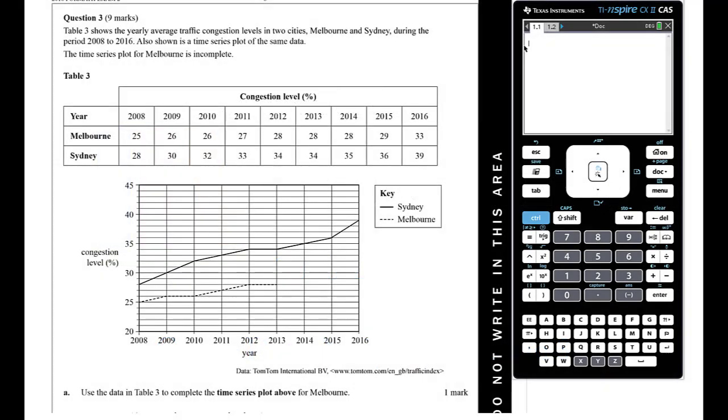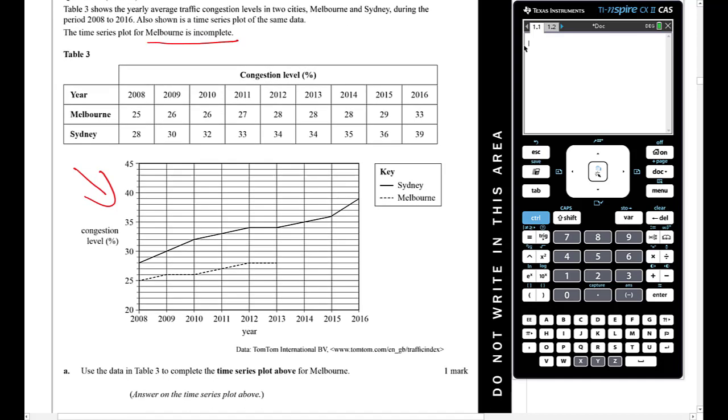Okay, so what we're looking at is question 3 now. Let's have a look. We've got the table. It shows the yearly average traffic congestion levels in two cities, Melbourne and Sydney, during the period from 2008 to 2016. There's also a time series plot, that would be this part here. And the one for Melbourne is incomplete.